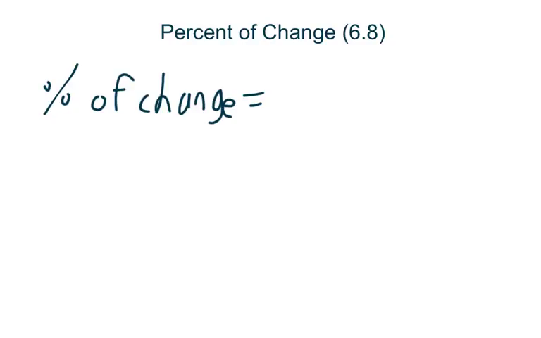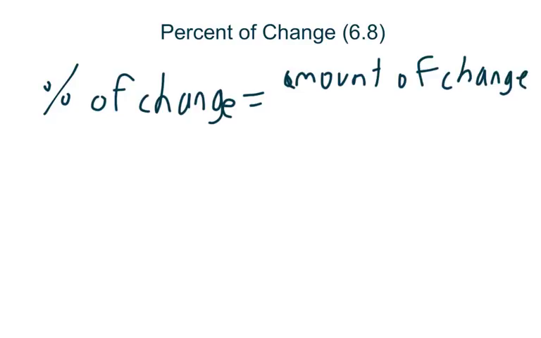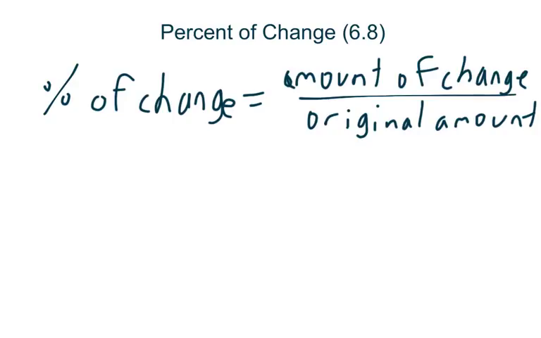So what is percent of change and how is it calculated? Well, percent of change is really nothing more than the amount of change divided by the original amount. And that original amount is your starting amount. And here's one thing to remember. There are no negative numbers on percent of change. It's always positive. So no negative numbers.